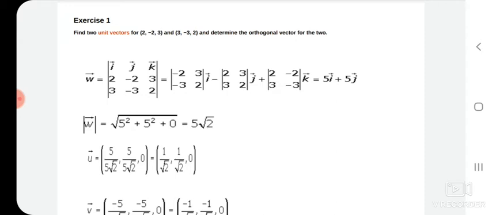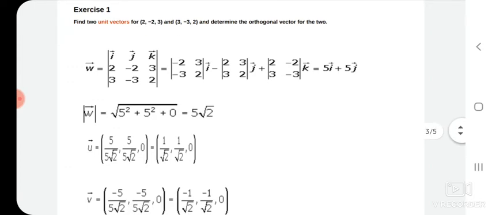Now if you want to find the magnitude of omega, it gives square root of omega x component squared plus omega y component squared plus omega z component squared. X and y components are 5 and z component is 0, that is why 5 squared plus 5 squared plus 0, it gives 5 into square root of 2. In this way we can solve a cross product of two vectors.